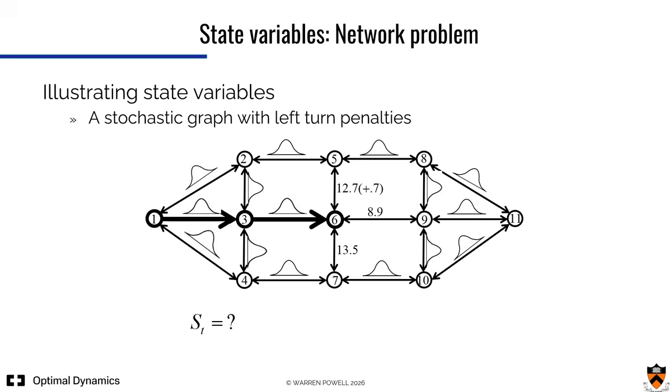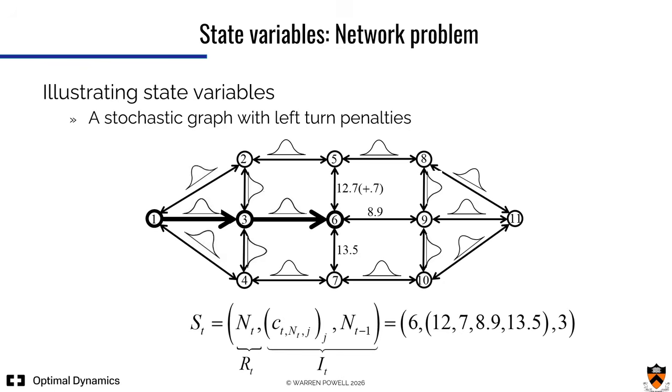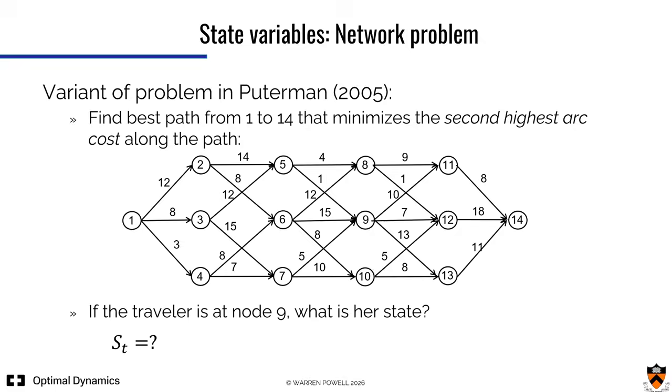Maybe I got to node 6 from node 7. So what I'm going to have to do is say, well, my current physical state is node 6, still is. My information variables is, first of all, that vector of travel times and the previous node, node 3. That goes in my I variable. And so I have to now know that I'm coming from node 3. So yes, 6 to 5 would be a left-hand turn, and I have to add in the penalty. Okay.